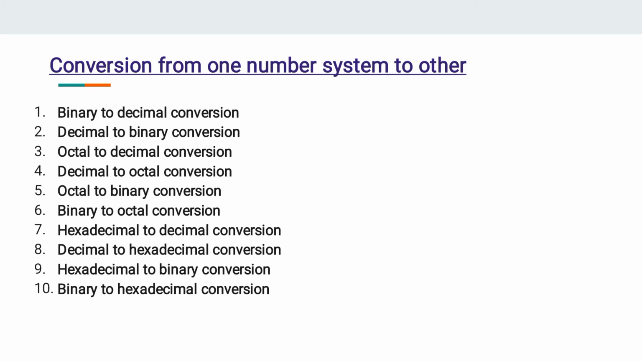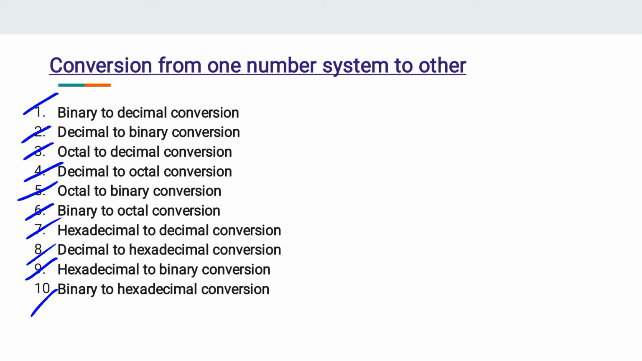In this topic, conversion from one number system to other, we have 10 conversions. Depending on the number system, the first one is binary to decimal conversion, second decimal to binary, octal to decimal, decimal to octal, octal to binary, binary to octal, hexadecimal to decimal, decimal to hexadecimal, hexadecimal to binary, binary to hexadecimal. So these are the conversions we can study in this video.